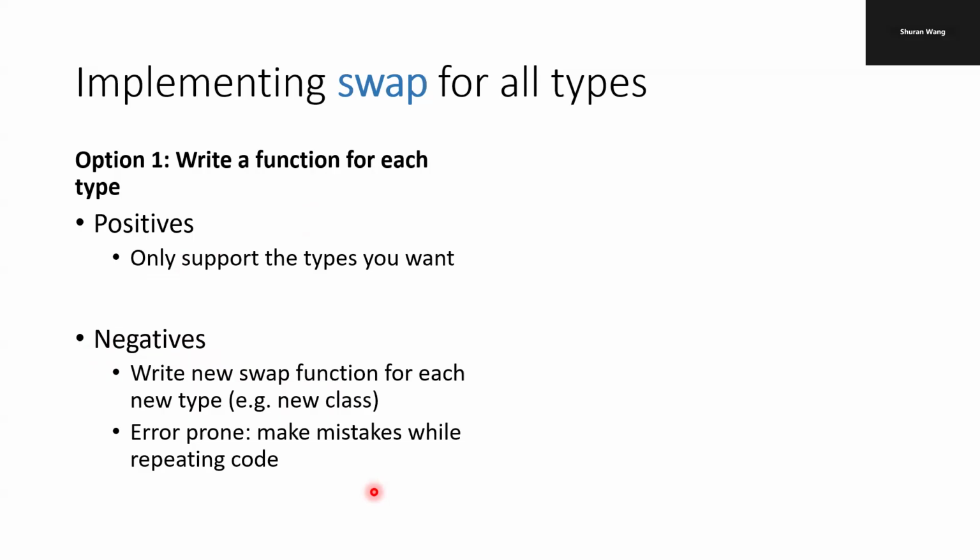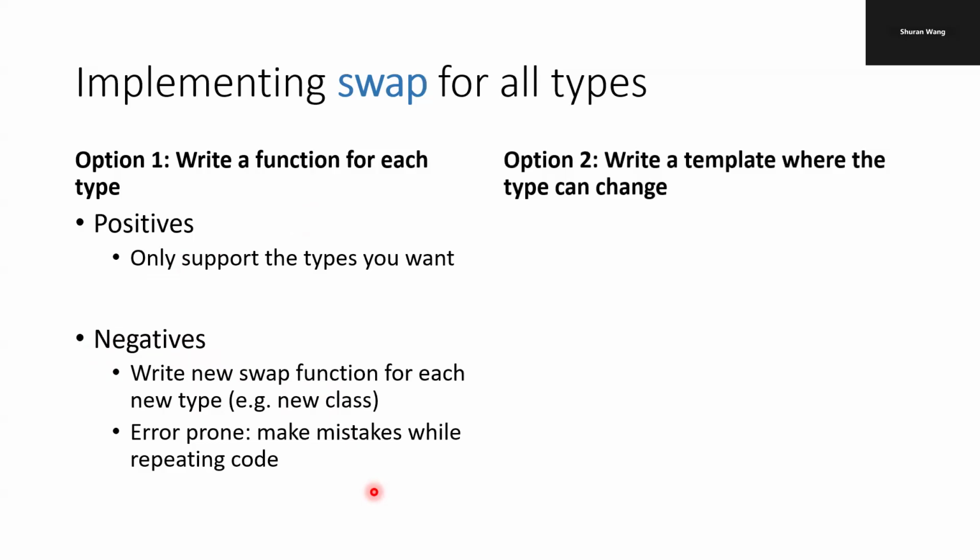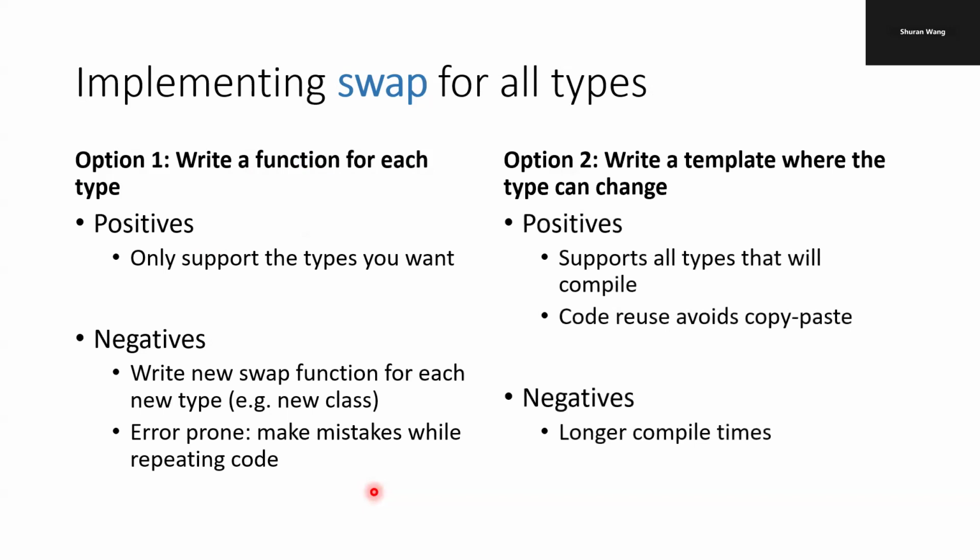So to avoid the copy and pasting, we have the other option of writing a template where you can change the type. The positive is that this will support all types that will compile according to your code, and it will avoid the copy and pasting by reusing the code. This could result in longer compile times because the compiler will need to do more work.